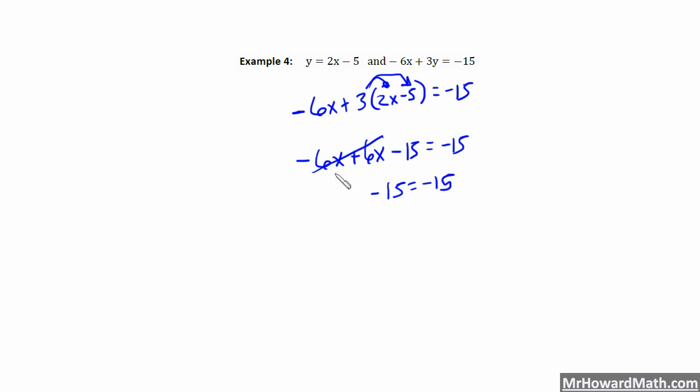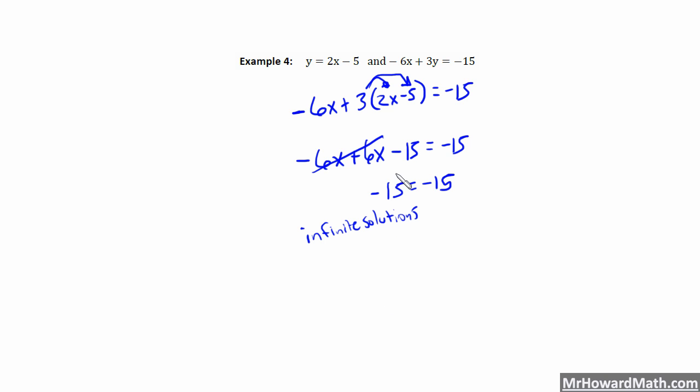So I have a special case again. My variables are gone. So I have negative 15 equals negative 15. If that is false, it's no solution. If it's true, it's infinite solutions. It is true. So that means there are infinite solutions to this system. Infinite solutions.